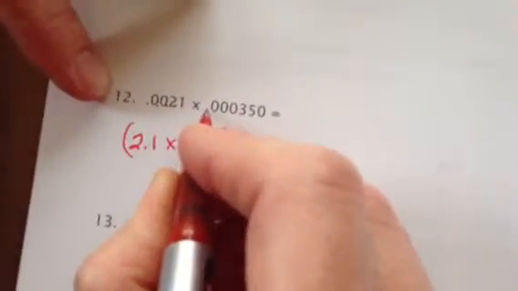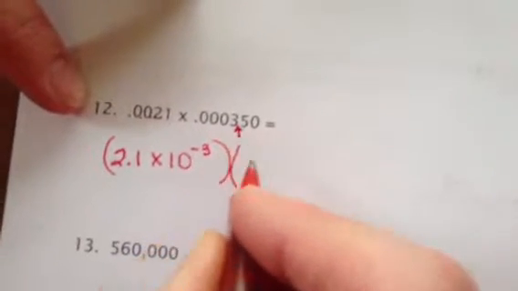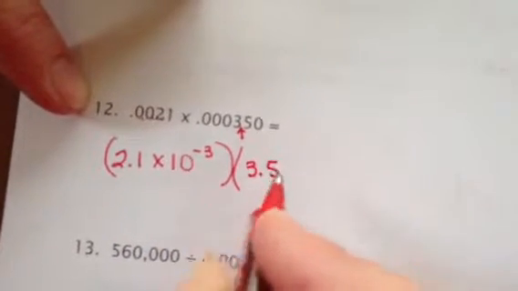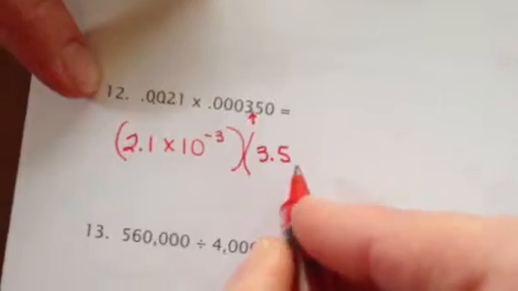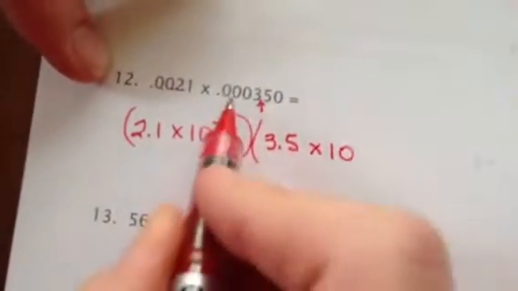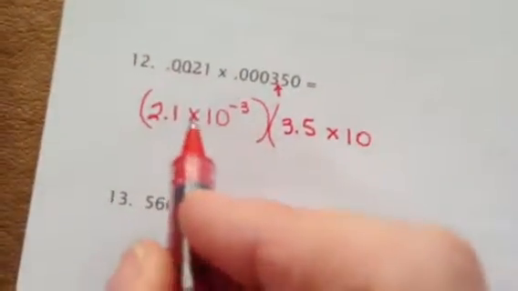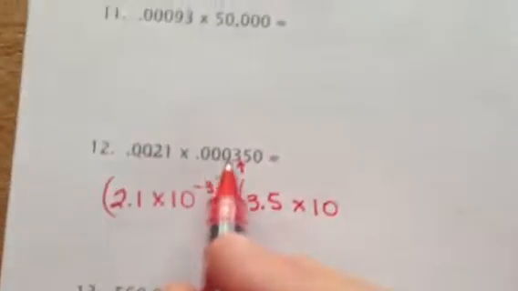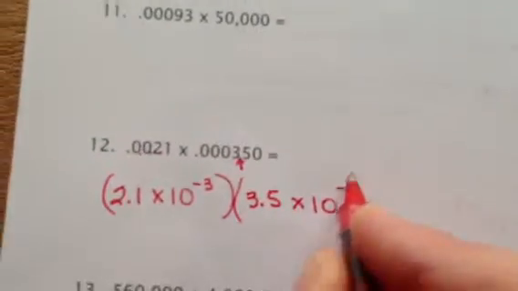This one, my decimal's here, but I need to move it right there. Now, I'm going to write this as 3.5. If you want to write it 3.50, whatever. Why is this one out? Is it a -4? No, it's a positive. No, it's a... 1, 2, 3, 4. So it's going to be a -4.